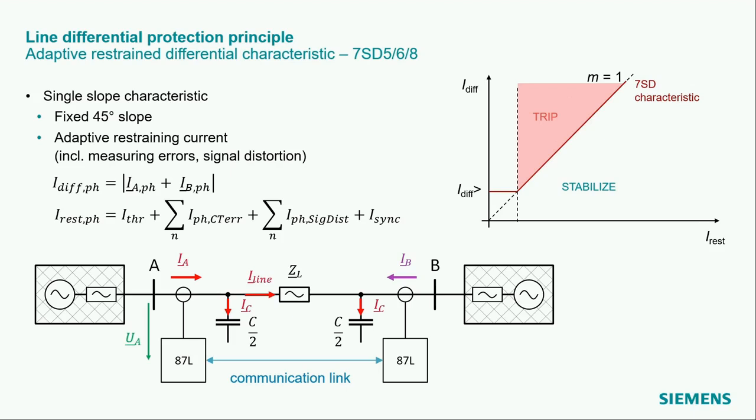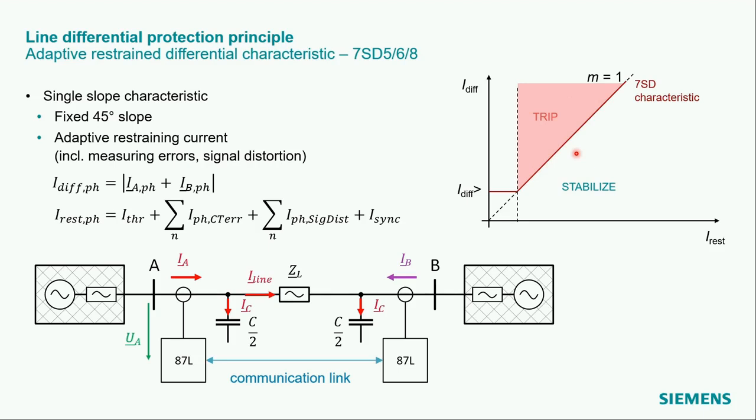The SIPROTEC 7SD series, so the SIPROTEC 4 and SIPROTEC 5 series, use a different restraining current calculation, shown here, which takes into account the CT errors already. The adaptive restraining current calculation also considers the effects of signal distortion and time differences in a communication channel. I will explain this a bit later. Therefore, the stabilization characteristic looks different and is a single slope of 45 degrees, so M equals 1.